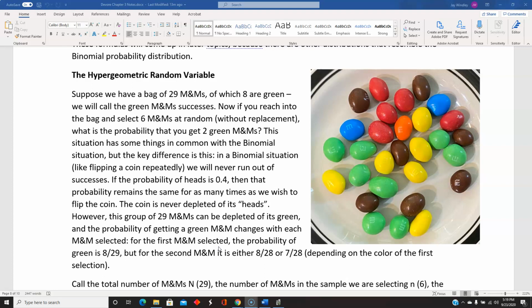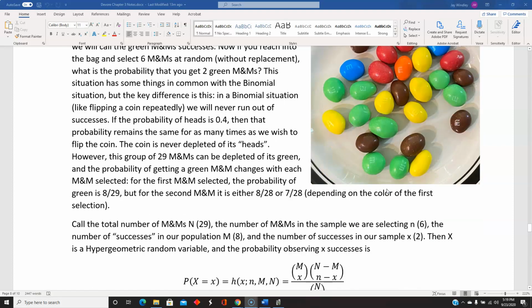But the difference is in our coin flipping example, which was binomial, the coin is never going to run out of heads. So the probability of heads will be 0.4 for every single trial. But in this situation, the probability of a green M&M changes every time you select an M&M. So that is going to lead us to a slightly different formula for probability.